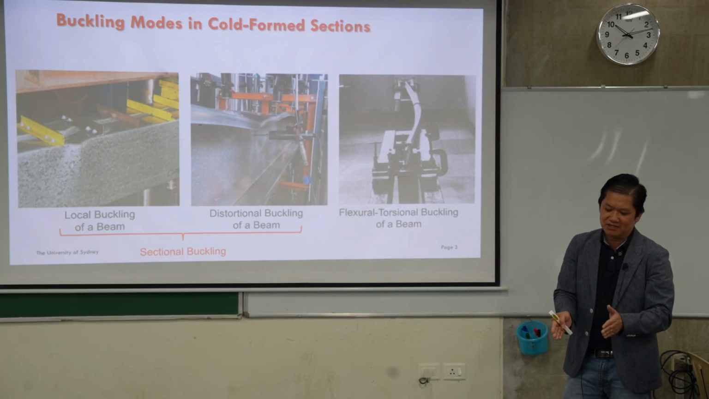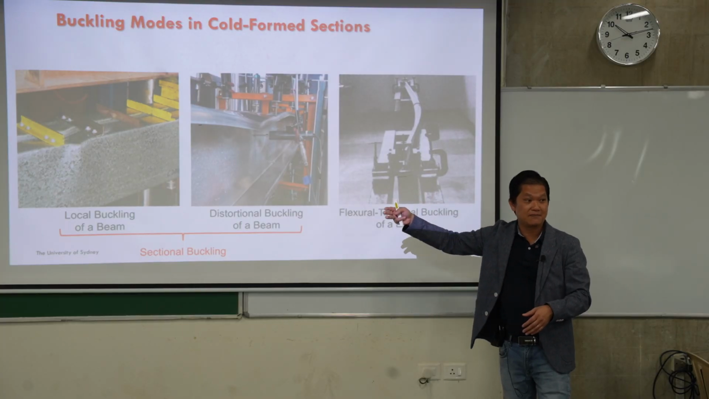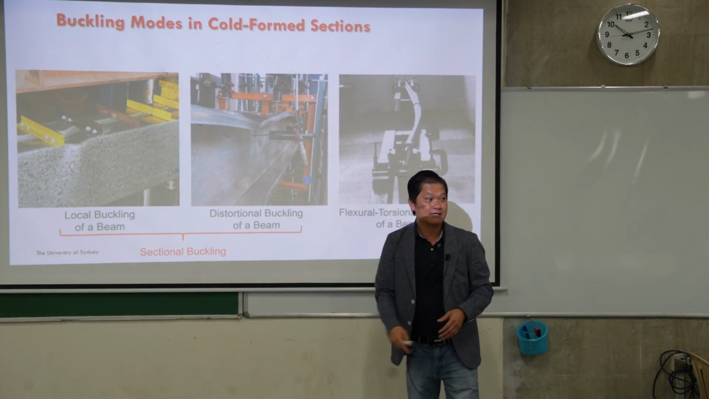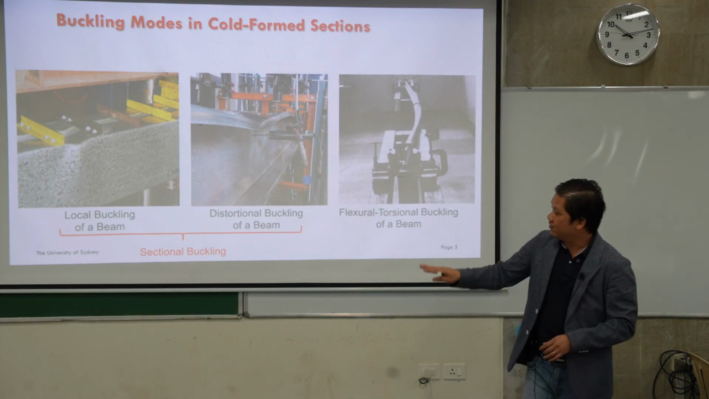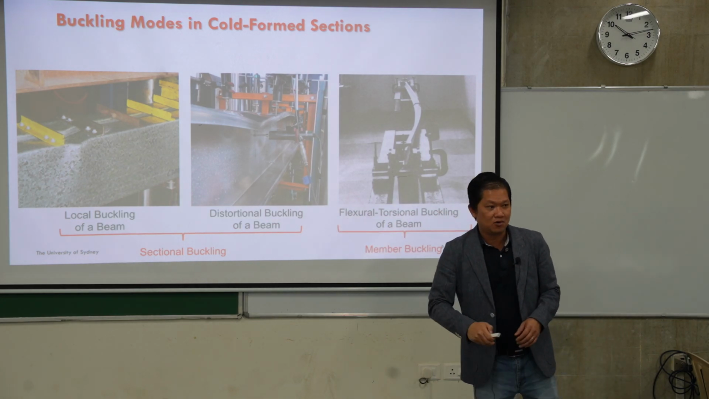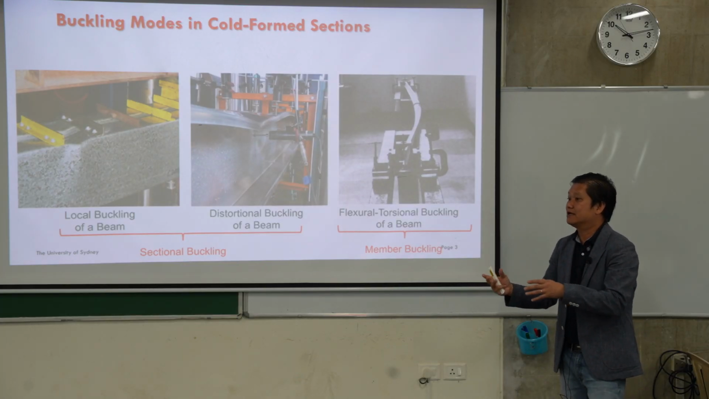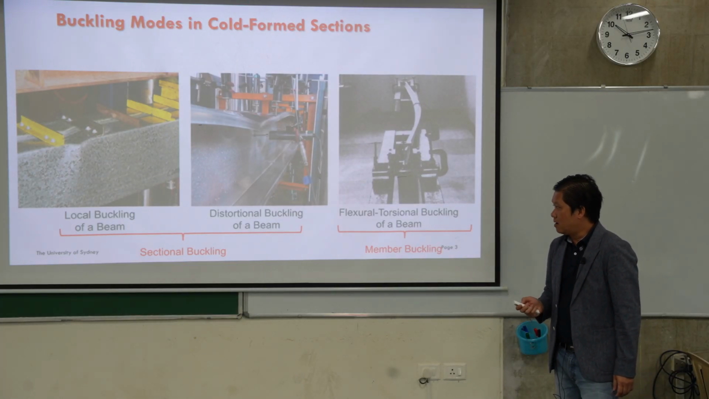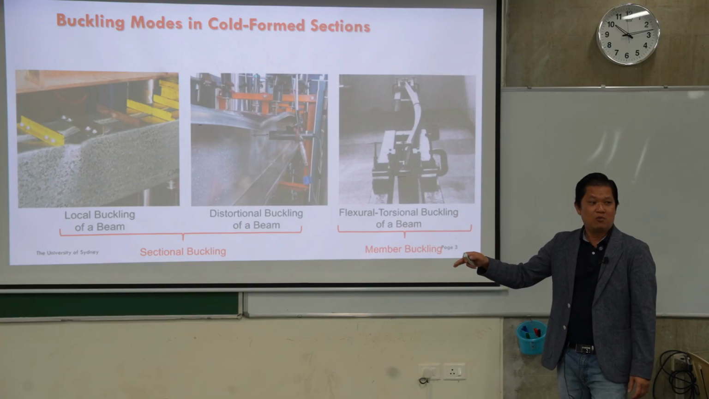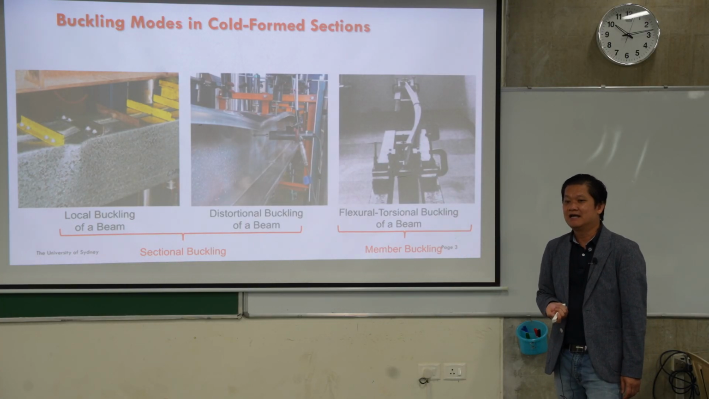And if you don't put enough lateral restraint, of course, it's going to buckle in flexural torsional buckling. That's member capacity, so nothing to do with section capacity. Okay, so that is the three basic failure modes that in our direct strength method we can isolate and understand.